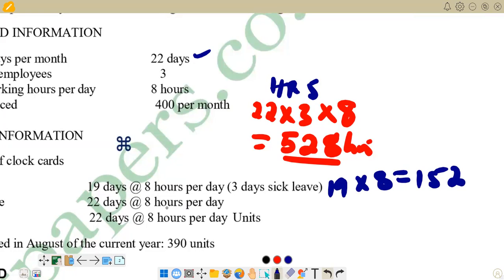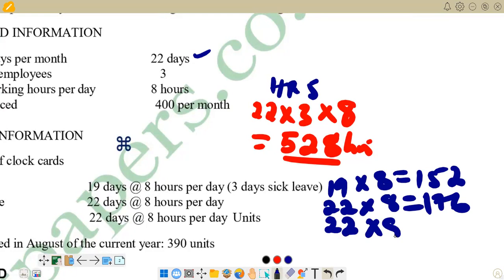And then for the second worker, we are not going to remove any days. We say 22, multiply by 8, and we get 176. And then the last one, we've got 22, multiply by 8, and it's 176. So that is what we have there. For the total actual hours, we add 152 plus 176 plus 176, and the total that you are going to get is 504.